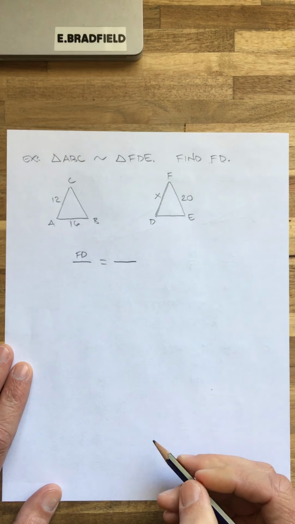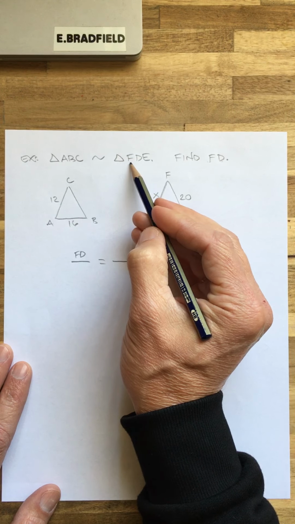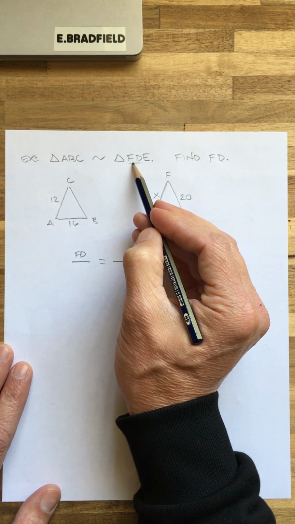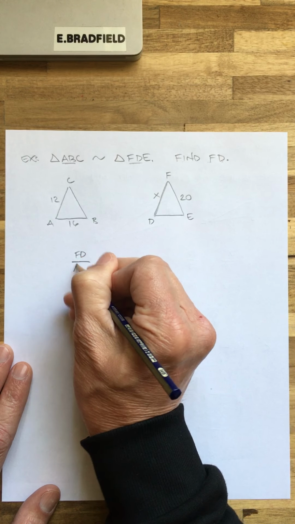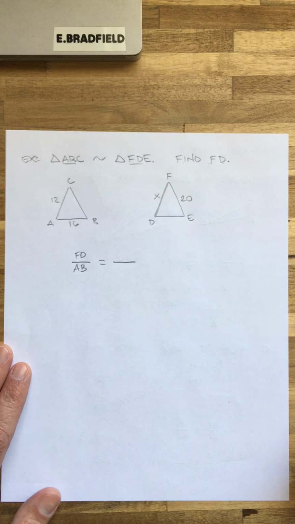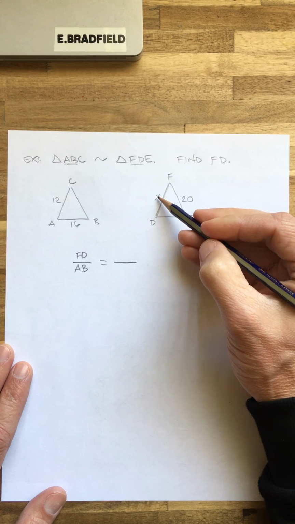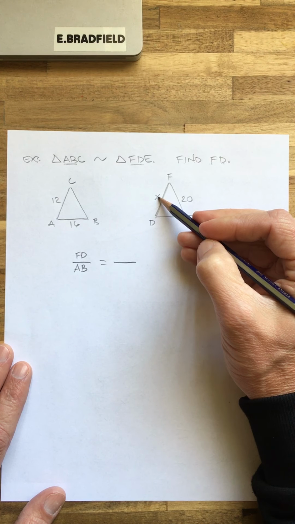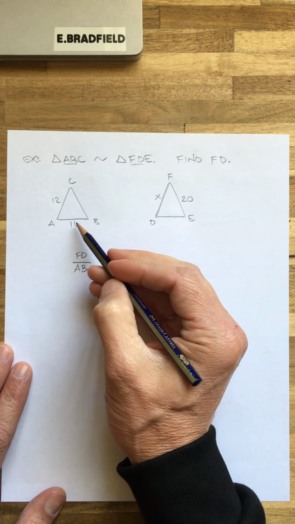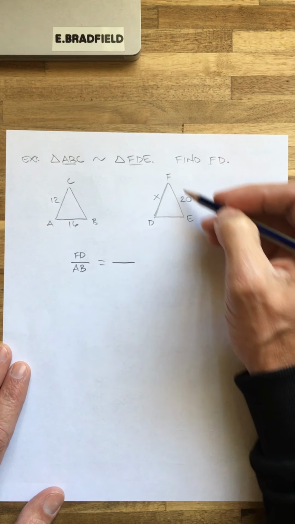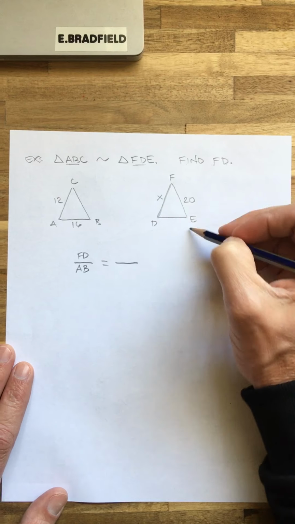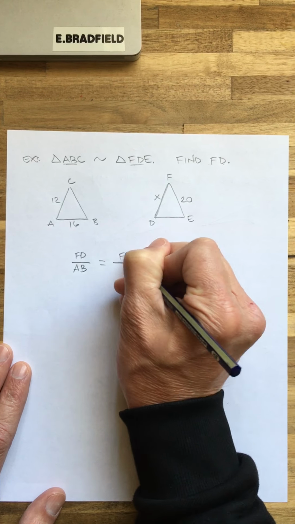Now look up here. What does FD match up with? FD matches up with AB. So you're going to put AB right here. Now let's go back over here. This is our other piece of information, the 20, so that's FE. So put an FE there.